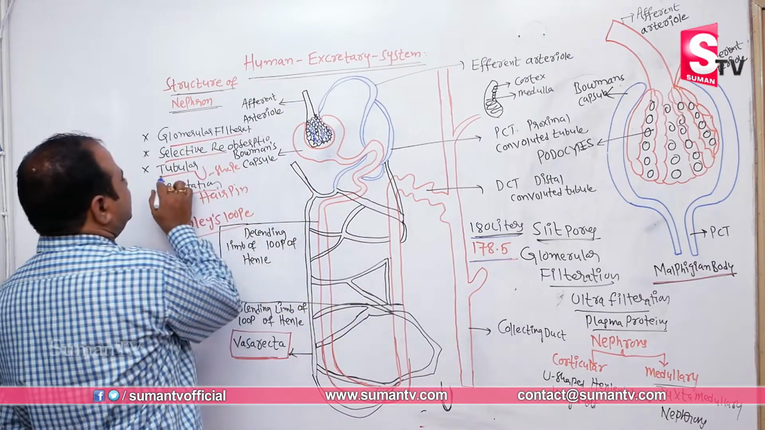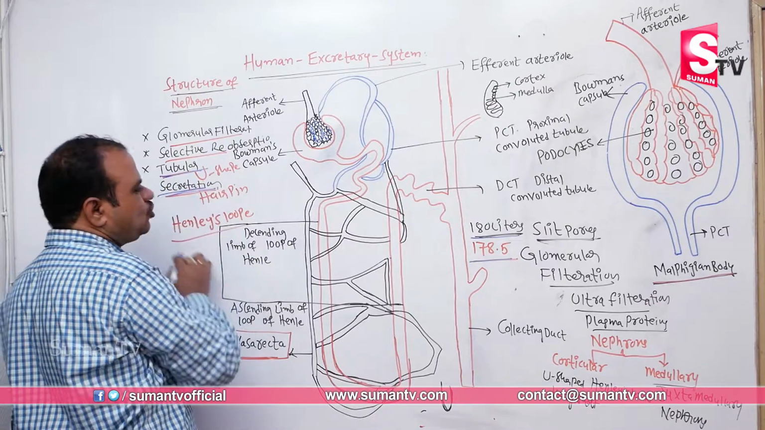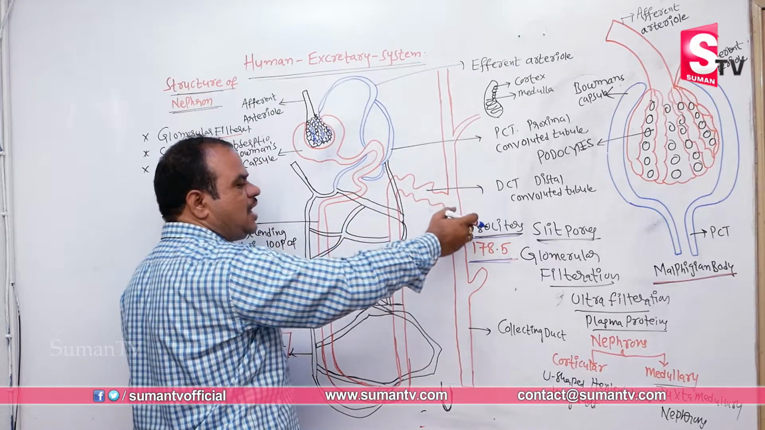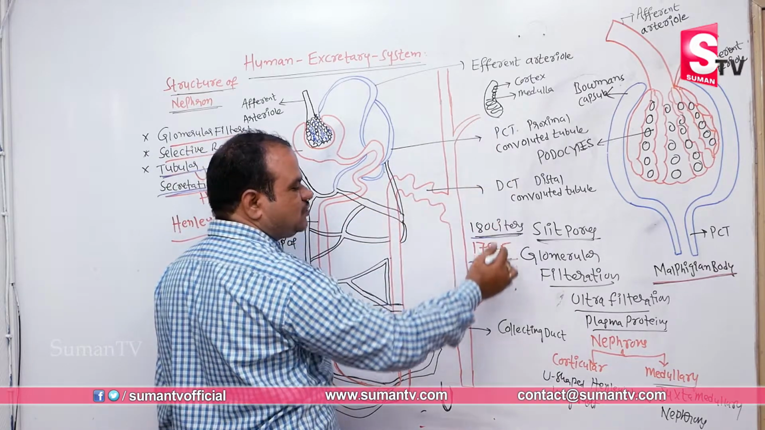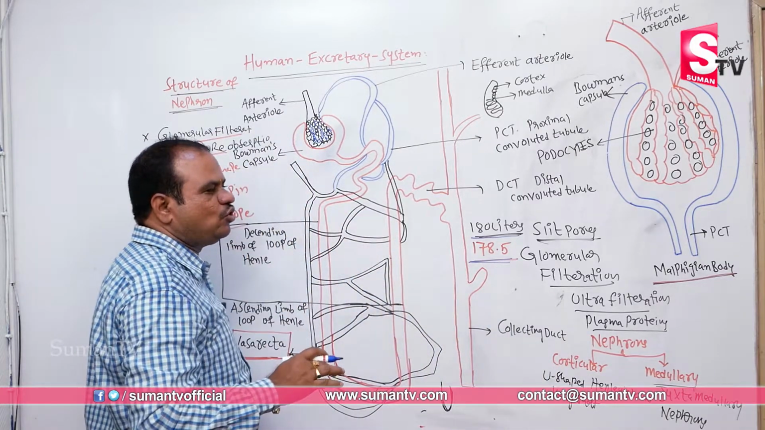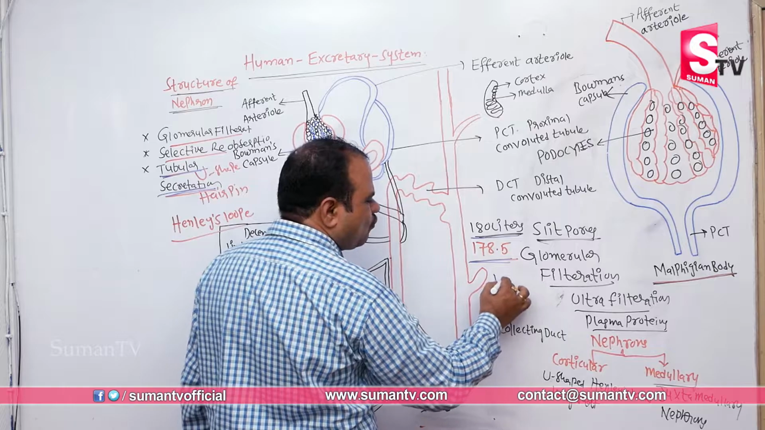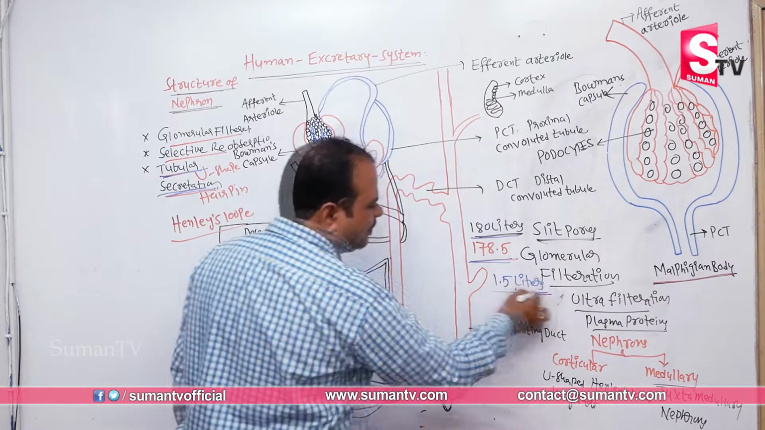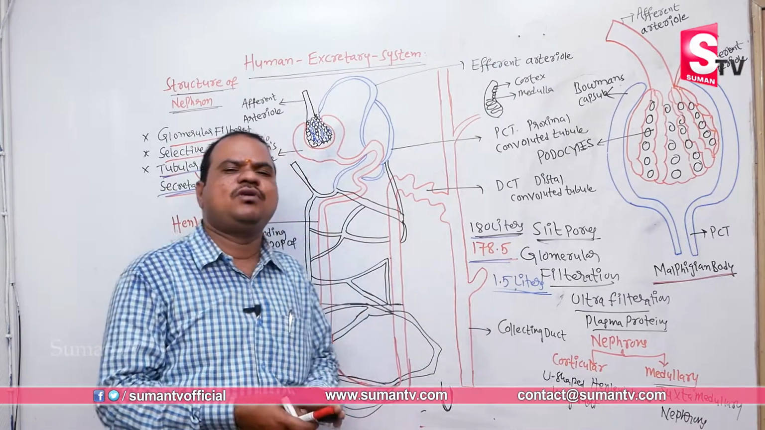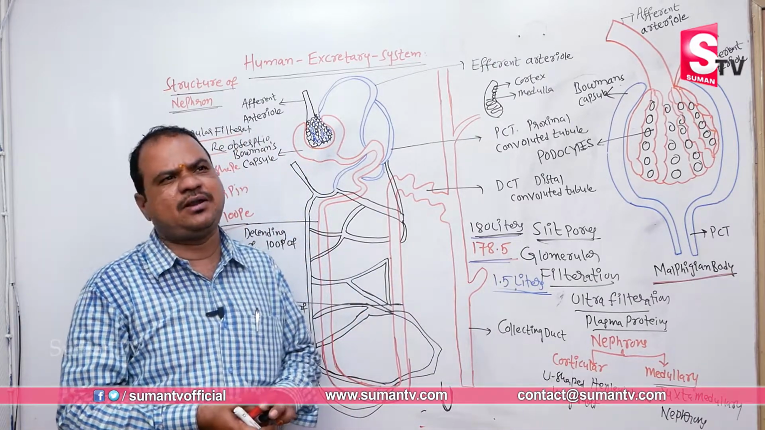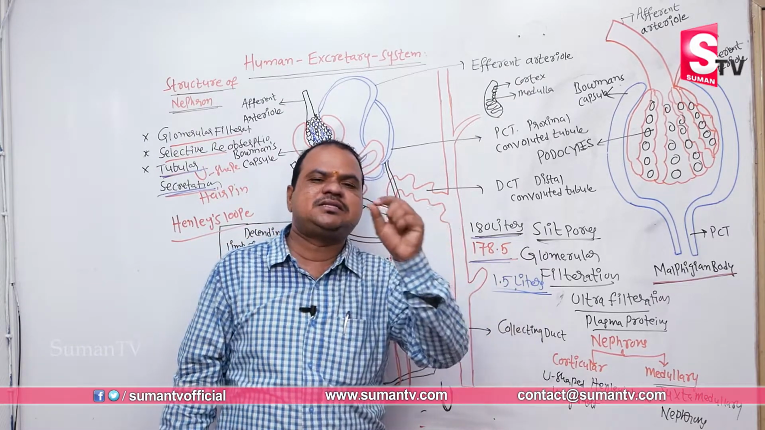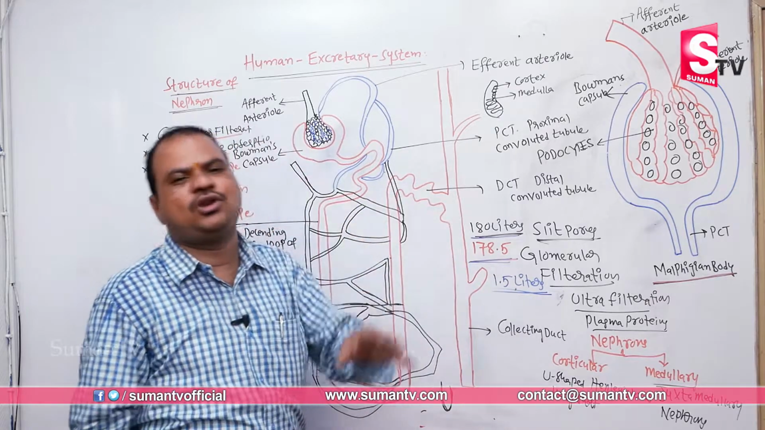Then afterwards, the tubular secretion. Tubular secretion means after completion of the reabsorption, the waste products are eliminated from our body. That is nothing but tubular secretion. Approximately 1.5 liters of urine we can excrete in 24 hours. Not in 1 hour. In 24 hours we can excrete perfectly 1.5 liters of urine.